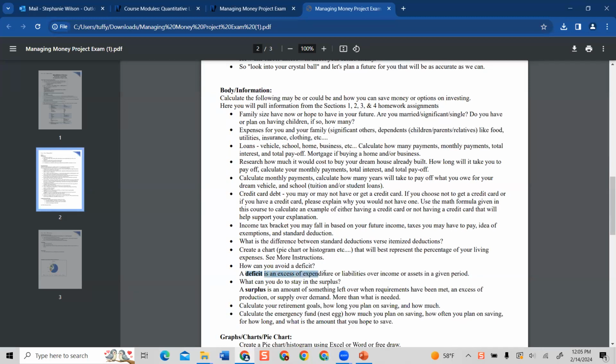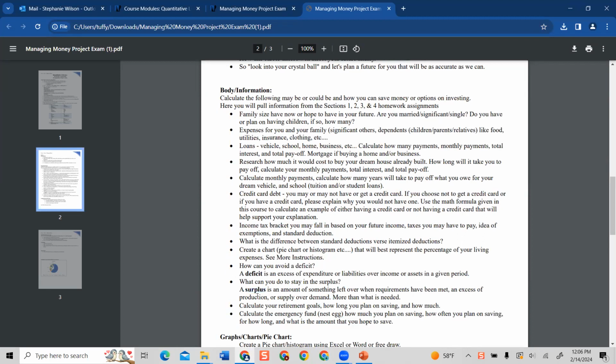Deficiency is an excess of expenditure or liabilities over income or assets in a given period. So are you going to have a deficiency? And how can you avoid a deficiency? Surplus is the amount of something left over when required. So a deficiency is when you have more money going out than you have coming in, and you're in the negative, or you're always at zero balance. Where surplus is you're going to have something saved by the time you're done at the end of the month.